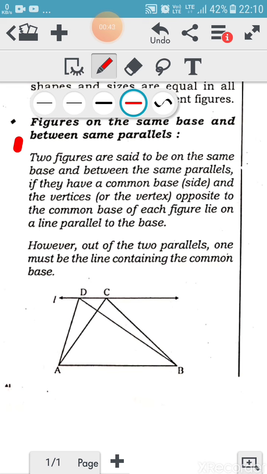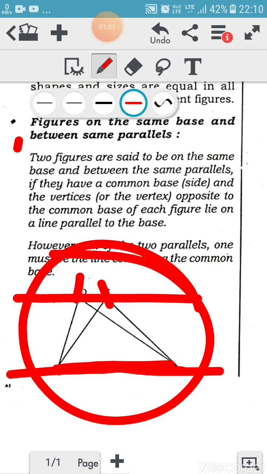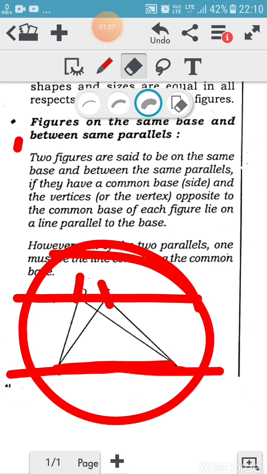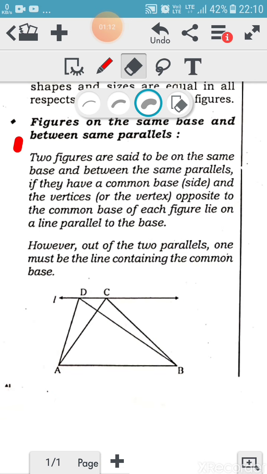Here you see both the triangles have same base, that is AB. Both the triangles have same base, and see this D point and E point are on a line which is parallel to this AB base. That's why we can say that these two triangles or these two figures are on the same base and between same parallels. Okay, that's why we can call it these two figures are on the same base and between same parallels.